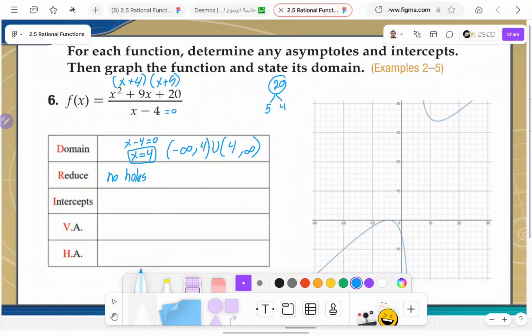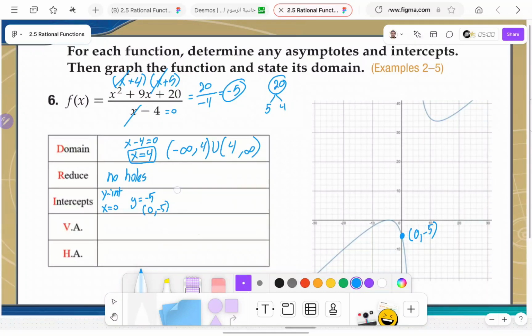Okay. Now intercepts. Let's find the y-intercept. To find the y-intercept, we need to put x equals 0. If I put 0 here, 0 here, and 0 here, it becomes 4 times 5, which is 20, over negative 4. So the answer is negative 5. We can just say the y-intercept is negative 5, or we can mention the point 0, negative 5. And if we look at the graph, 0, negative 5 is here. This point here is 0, negative 5.